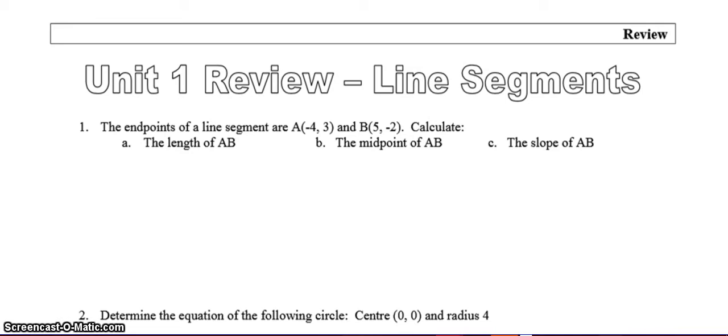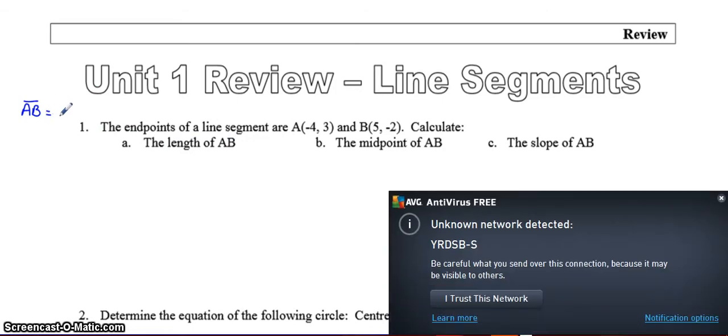Hello there. Today we're going to start reviewing for the exam, and this video will be reviewing Unit 1, which was line segments. So the first thing is we will review how to find the length of a line segment. For the formula for the length of a line segment, to label it, you write AB if we're finding the length of AB, or you could put a line over top. Some people do, some people don't.